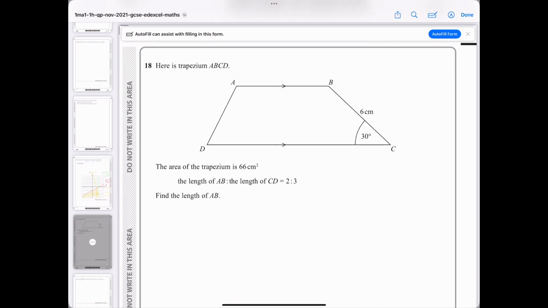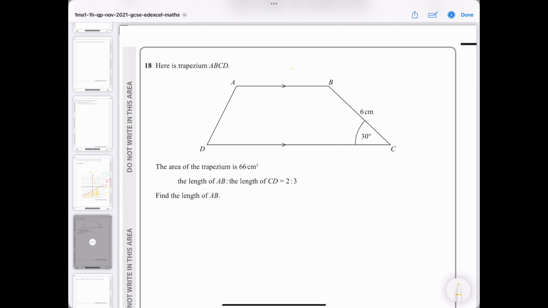Right, here's a trapezium ABCD. The area of the trapezium is 66 centimeters squared. And the length of AB is 2 parts, and the length of CD is 3 parts. Find the length of AB.